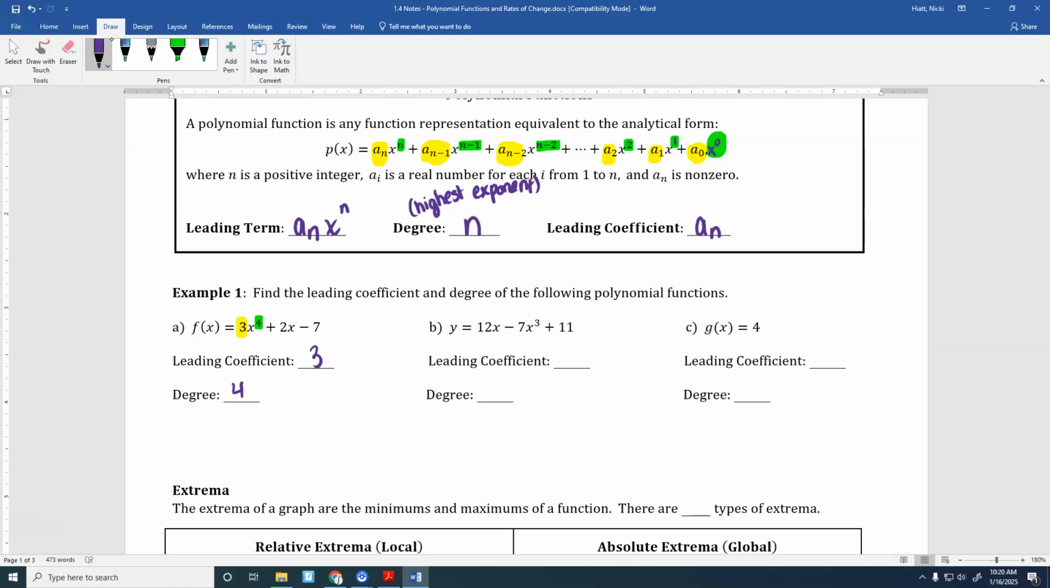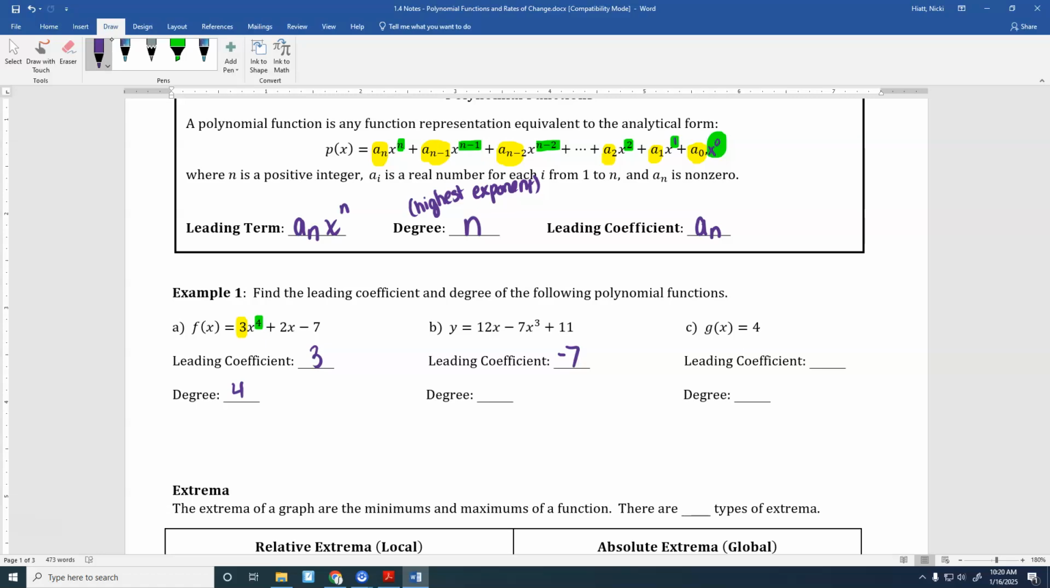So whenever I'm looking at this, Jericho, what is the leading coefficient for B? It's a little tricky. Look very closely. It is almost 7. It is -7. You have to keep that sign with it.